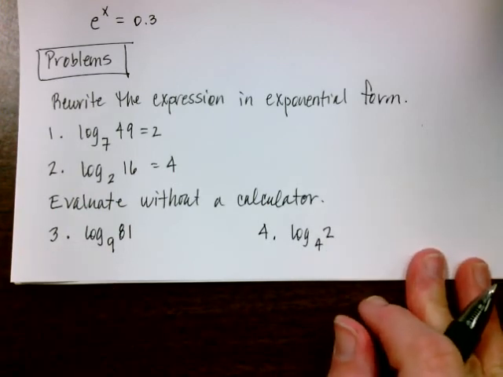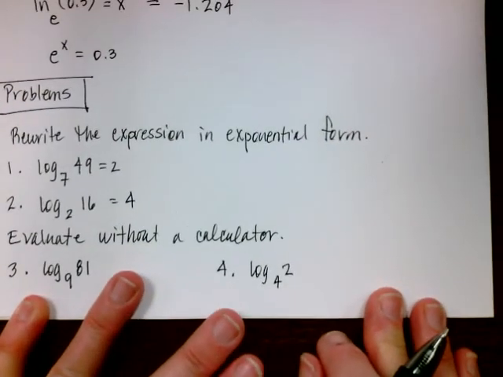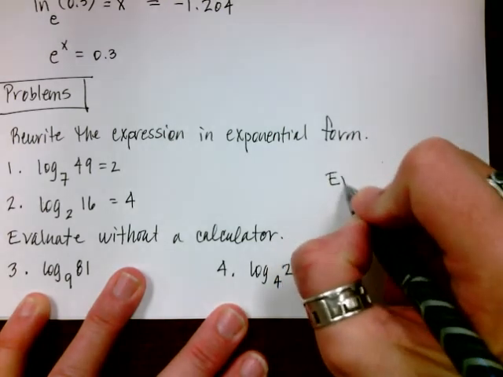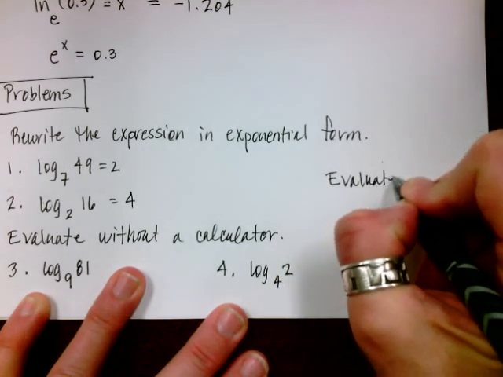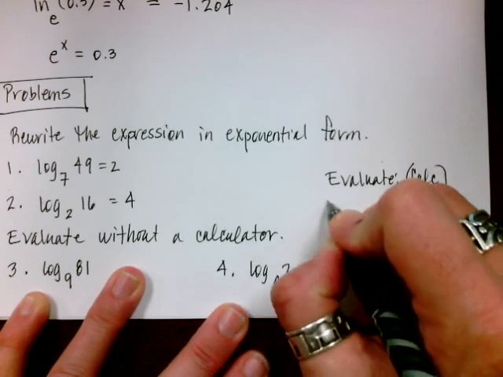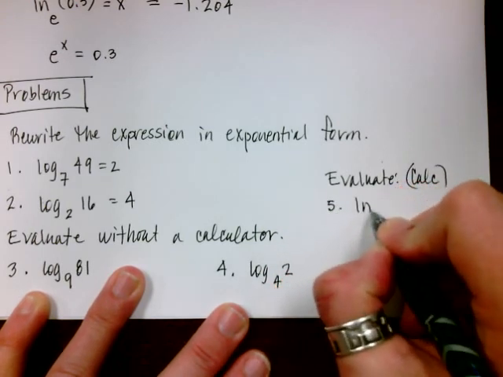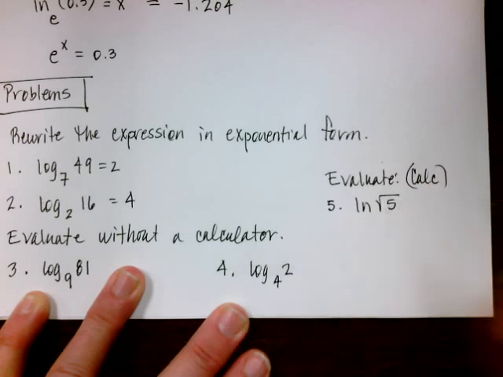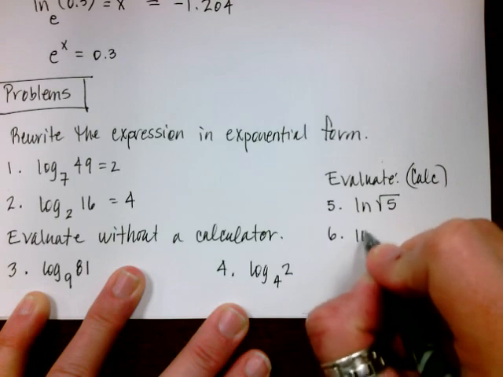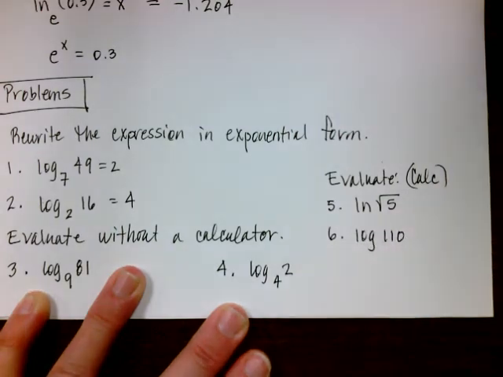Then I have one more set, so I'm just going to write it over here on the side. It says evaluate. Remember, this means that you get to use your calculator. Number 5 is going to be the natural log of the square root of 5. And then number 6 is going to be the log of 110.